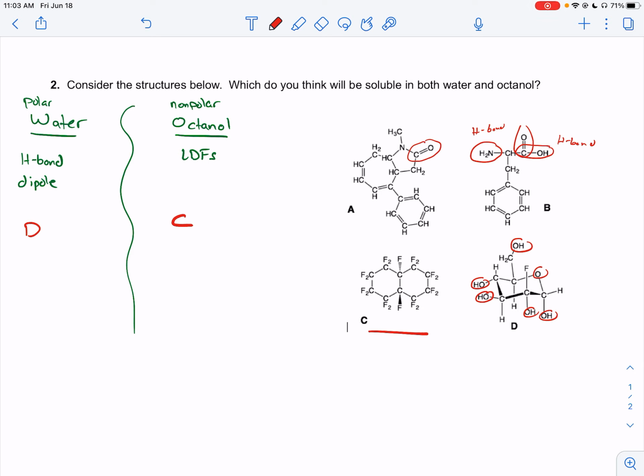And then we look at the other two, it becomes a little harder to predict because they have both, but we might say compound A is going to be more soluble in the nonpolar octanol. And compound B is probably slightly more soluble in water, although it'll probably have some solubility in both. And that's how we can start to analyze these molecules.